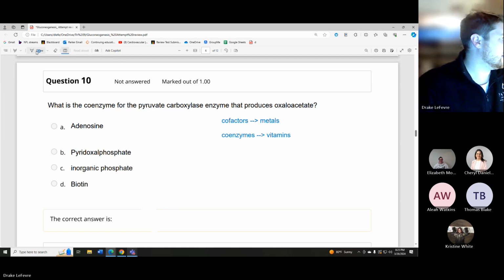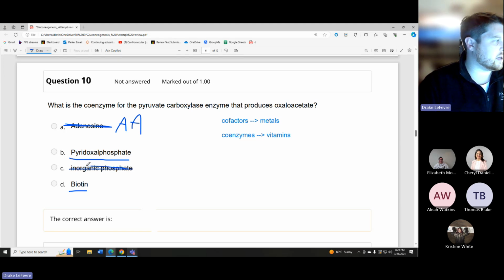Biotin. So biotin is a vitamin. And there's one more. Pyridoxal phosphate. So adenosine is not a vitamin. What is adenosine? An amino acid. And then inorganic phosphate is just a molecule. Okay. So between the 2, pyridoxal phosphate and biotin.